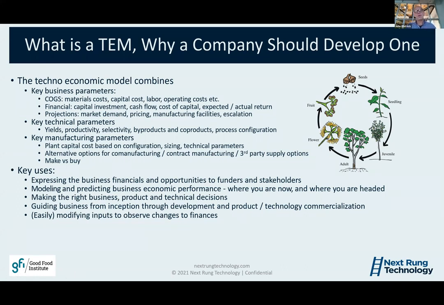And how do you decide whether you build your own facility or go to another site as you're proving your product to the market at scale, at a co-manufacturing site, at a co-packer, contract manufacturing site, and considering third-party supply options for almost any part of your business. This model will ultimately express the business to your funders and stakeholders. It'll help you know where you are now and where you're going, and help you lead with making the right product and technical decisions.